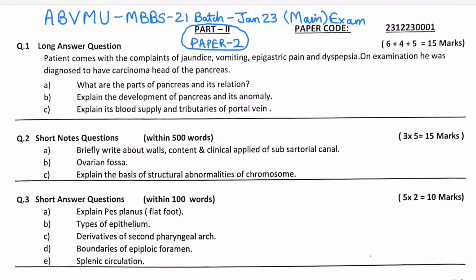So here you are seeing the first question, which is a long answer question, which is subdivided into 6 plus 4 plus 5 is equal to 15 marks. The question states that a patient comes with the complaints of jaundice, vomiting, epigastric pain, dyspepsia. On examination, he was diagnosed to have carcinoma head of the pancreas. Now, the questions attached to this are: what are the parts of the pancreas and its relation? Explain the development of pancreas and its anomalies. Explain its blood supply and tributaries of portal vein.